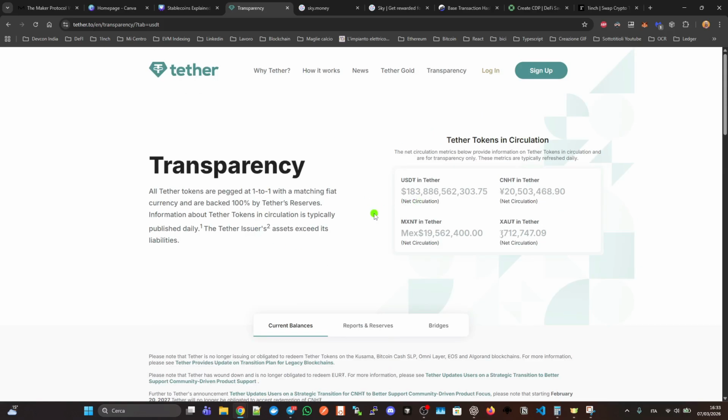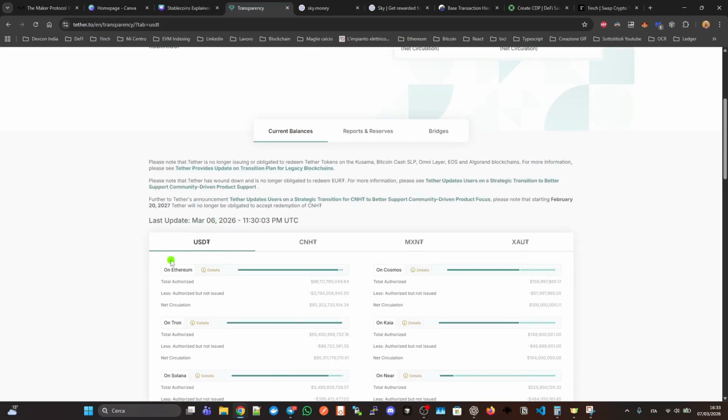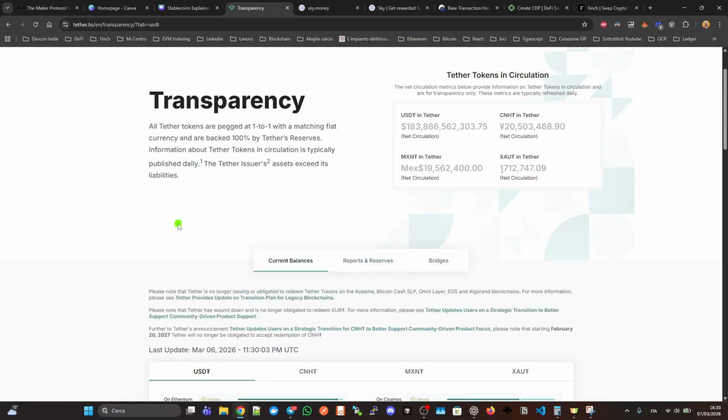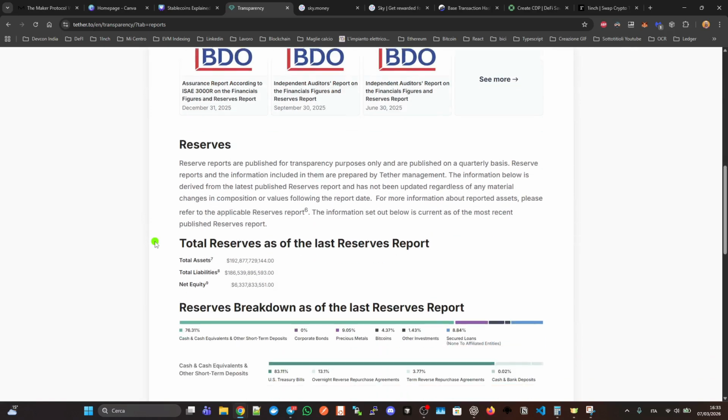Out of 183 billion USDT, so maybe half of the USDT are on Ethereum, and I think they are considering here all the chains, also layer 2s, because of course they are not only on Ethereum mainnet but also on layer 2. What is important to check out is this part, reports and reserves.